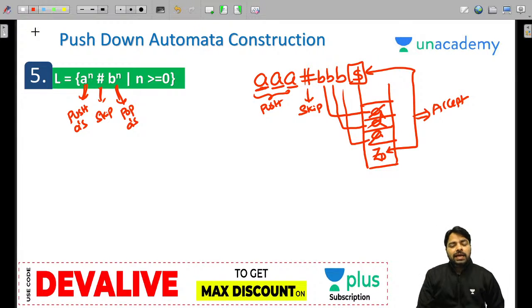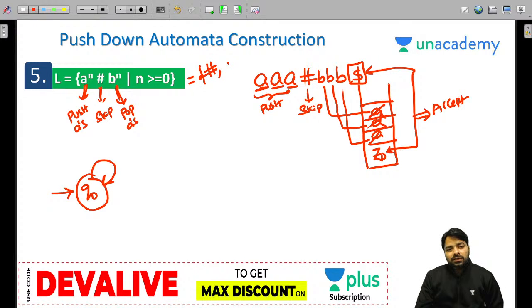Yeah, stack empty means the A's are completely deleted. Z0 is there, so the stack is not empty, but logically you can assume it is empty. Q0, the first A's only come. If A's don't come, that is the minimum string, hash. Remember that. Next to minimum is A hash B. The special string we will take care of later. So first I assume that A's keep on coming.